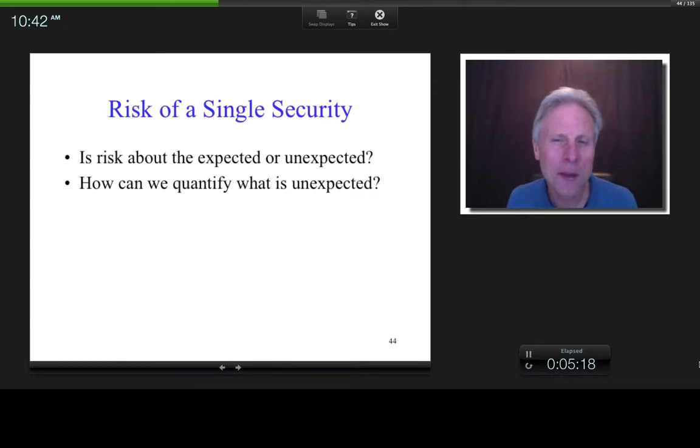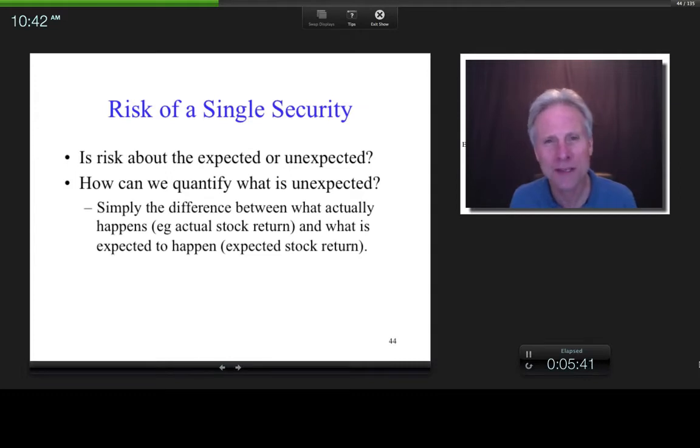Well, let's take the IBM example. What was the expected return of IBM? Do you remember? It was 16%, right? Well, what if we actually got 20? So we got 20, we expected 16. How much of that is unexpected? 4, right? So in other words, a way to quantify the unexpected is simply to take the difference between what you expected and what you actually got.